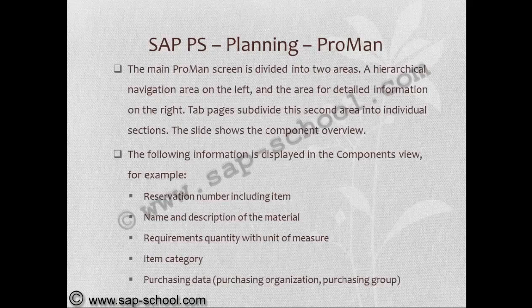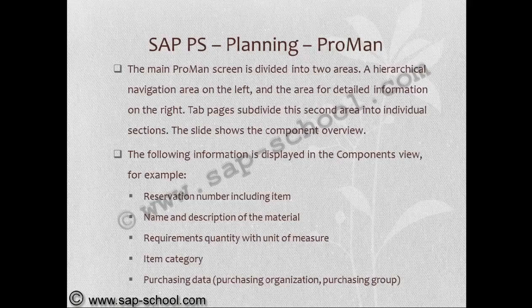The main ProMan screen is divided into 2 areas, a hierarchical navigation area on the left and the area for detailed information on the right. Tab pages subdivide this second area into individual sections. This slide shows the component overview. The following information is displayed in the components view.